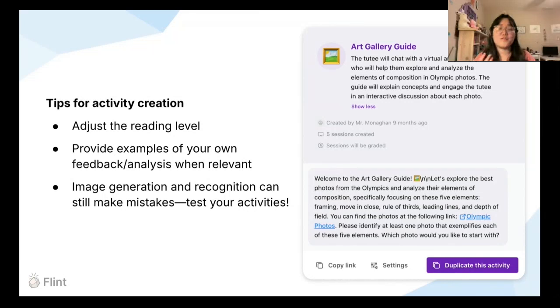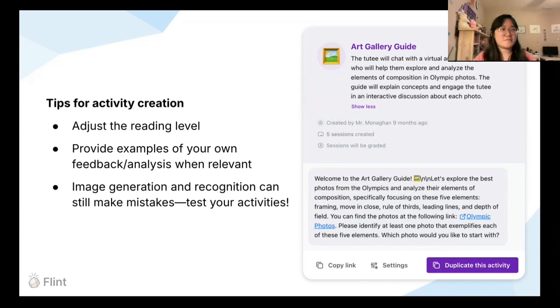And then if you're reviewing it and you're like, this is still too hard, you can just say, hey, make the language simpler. My students are not at this reading level yet. That's a really good thing to double check with Flint. And then I usually suggest all across the board, not just for art and design, providing examples of your own feedback or analysis.